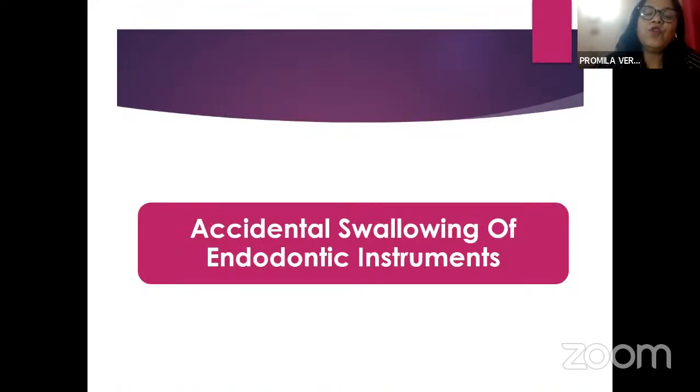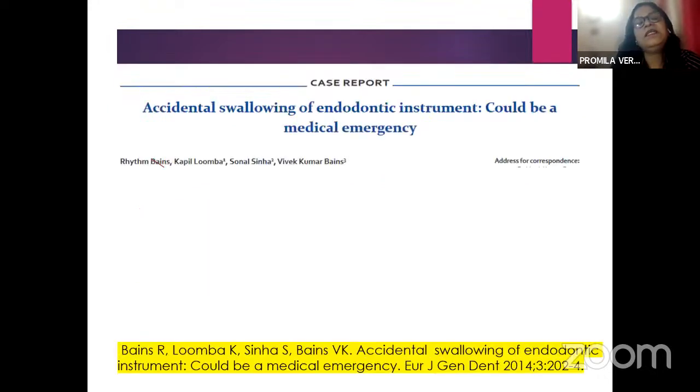Sometimes our own instrument may also create an emergency in our clinic, such as accidental swallowing of an endodontic instrument. I am sharing with you one case reported by our colleague.